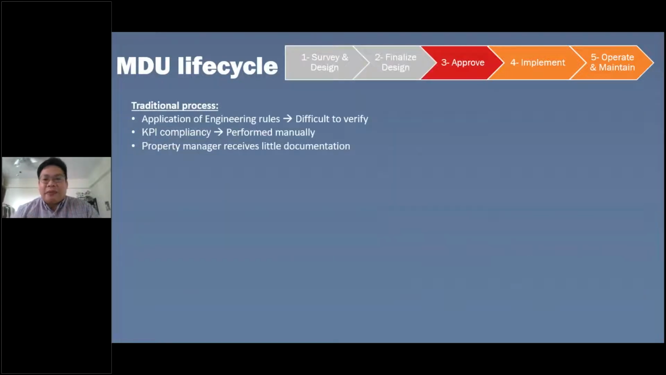The next will be the approval process. Traditionally, the engineers or the surveyors need to apply all the engineering rules together in the process itself, which is quite complicated. Another issue is KPI compliance: how do we ensure KPI compliance between the operator and the building owner? The property manager will receive very little documentation, and it is quite difficult to settle the current requirements.